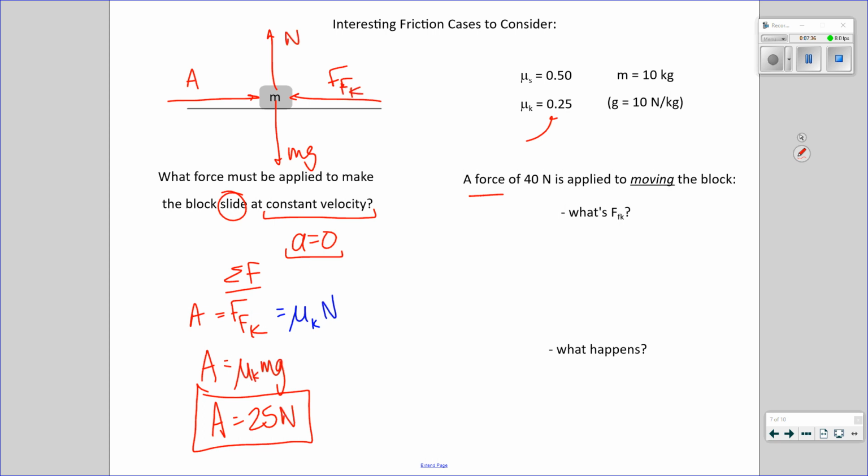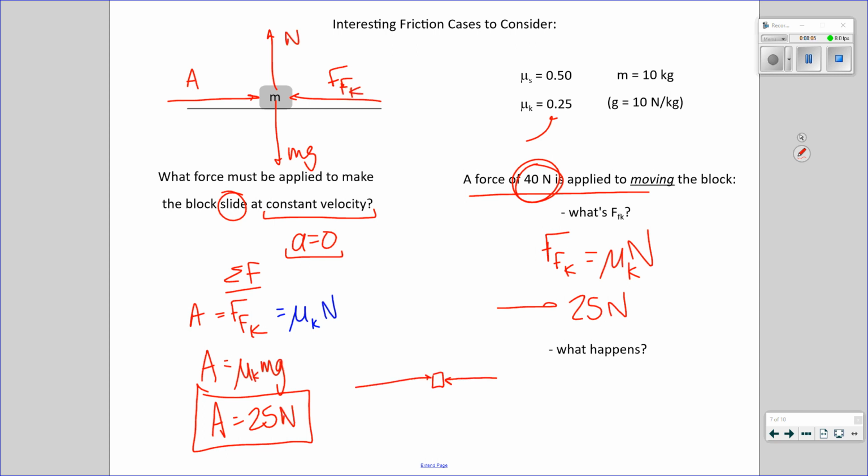Well, what if we push with a force of 40 newtons? What's F_fk? Well, guess what? There is one and only one kinetic friction force, and that is, by definition, that much. And so this is still 25 newtons. We apply a force of 40 newtons to an object where the friction force is 25 newtons, and we get something that looks like this. This object accelerates to the right.